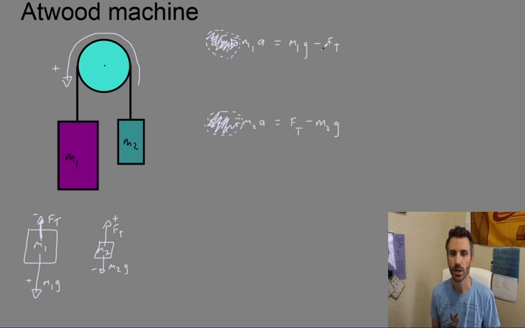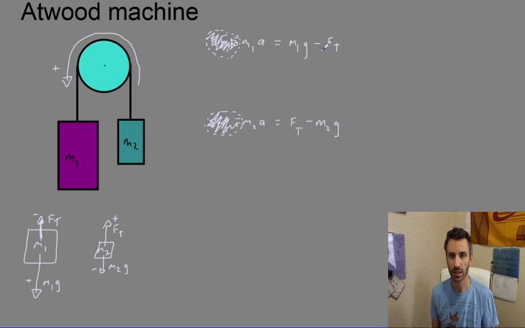Here's what I'm going to do. For both of these equations, since the force of tension is the same, I'm going to solve each equation for the force of tension. I'm then going to set the two equations equal to each other, and I'm then going to solve for the acceleration. So here we go. Let's solve both equations for the force of tension.